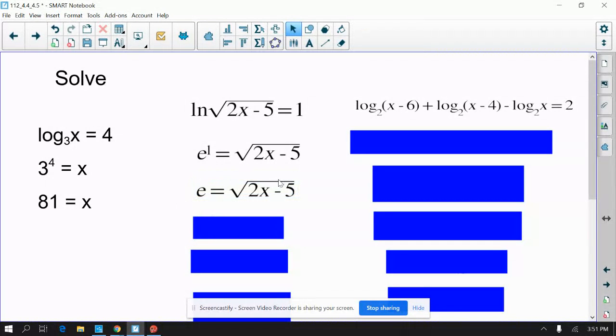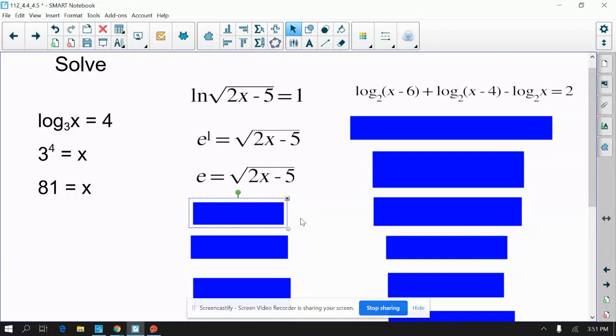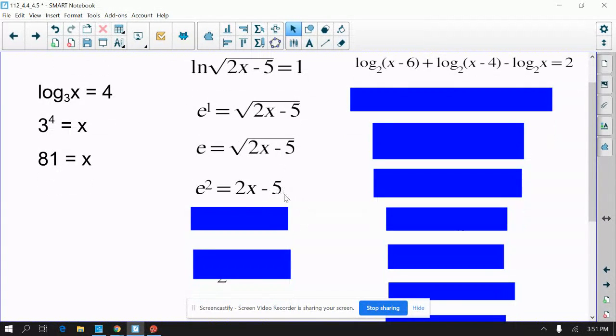Well, how do I get rid of the square root? You need the inverse of square rooting, which is squaring. You're going to square both sides. How do I undo minus 5? You need the inverse of subtracting, which is adding. So you're going to add 5 to both sides.